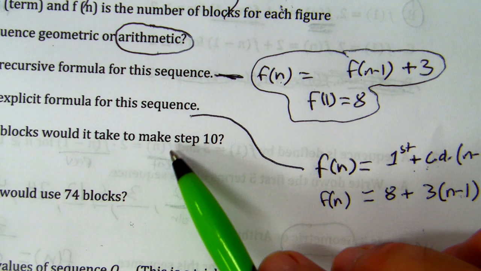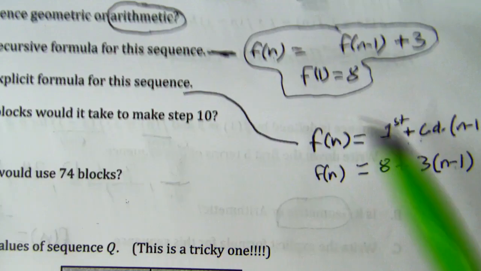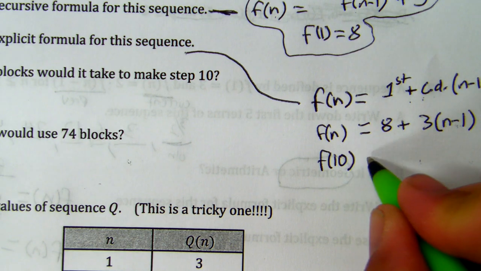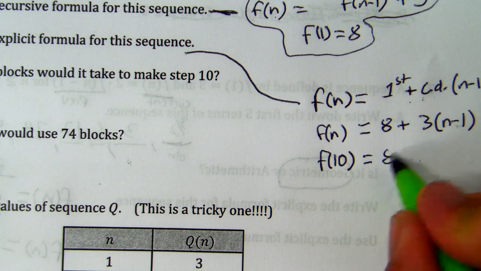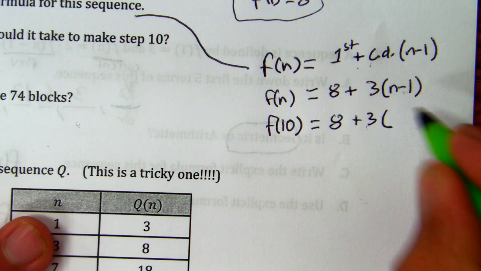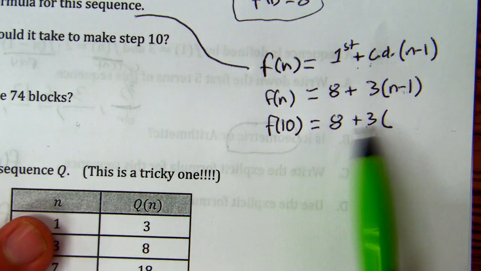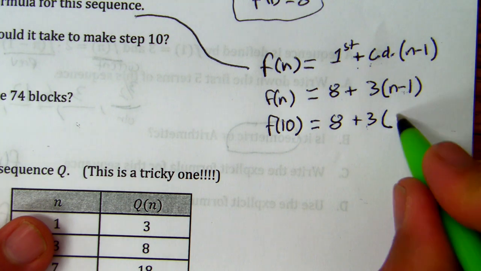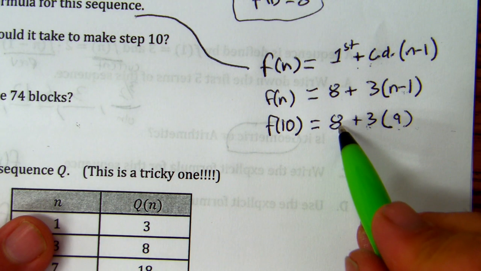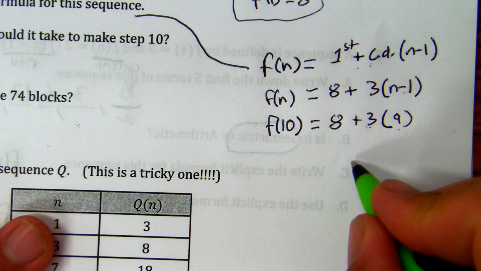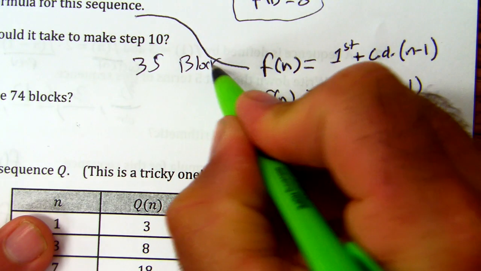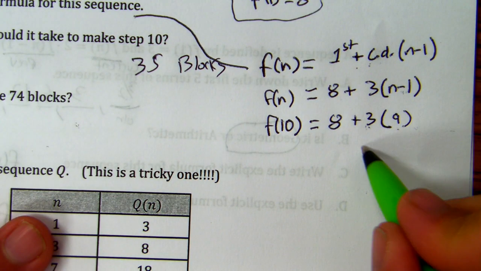We did it. How many blocks would it take to make step 10? So really, now we're asking, what is the 10th term? So it'd be 8 plus 3 times, now even though I'm looking for the 10th one, I use 10 minus 1, which is 9. So 9 times 3 is 27. 27 plus 8 is 35. The answer to D would be 35 blocks.